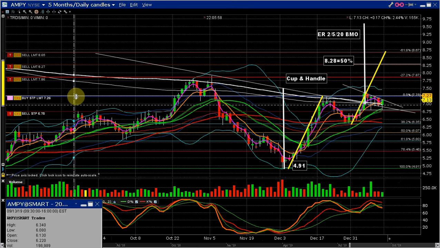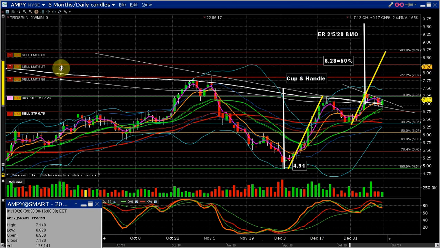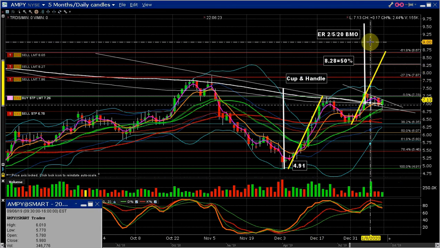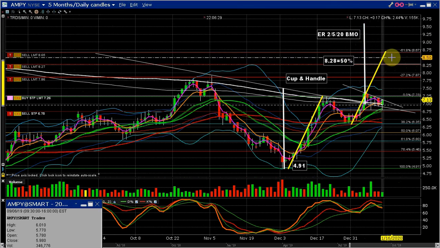Okay, so I'm going to set 3 orders. They're all going to have the stop limit to buy at 7.26 and less than 7.36. They're all going to have the stop at 6.75. But those 3 orders are going to have 3 different targets. The first target is the 7.86 at the 27.2% Fibonacci extension. The second lot's going to have a target of 8.27, which is at the 50% move up the measured move of the cup and handle. And the third lot's going to have a target of 8.65, which is the D point of the AB equals CD, as well as the Fibonacci 61.8% extension.